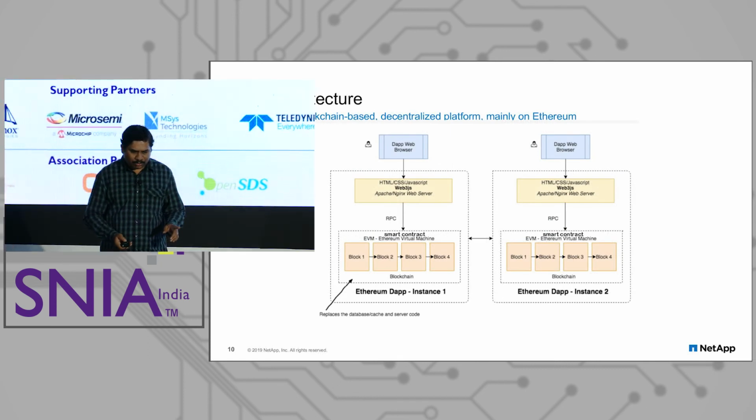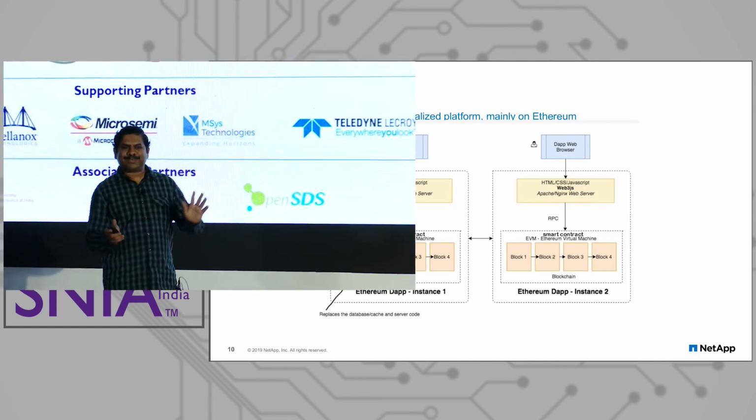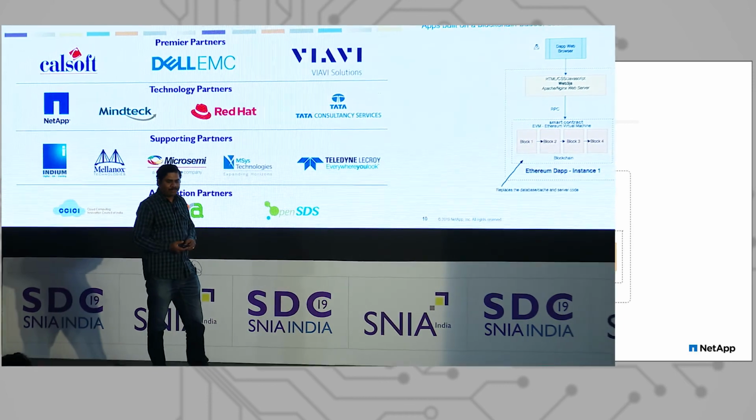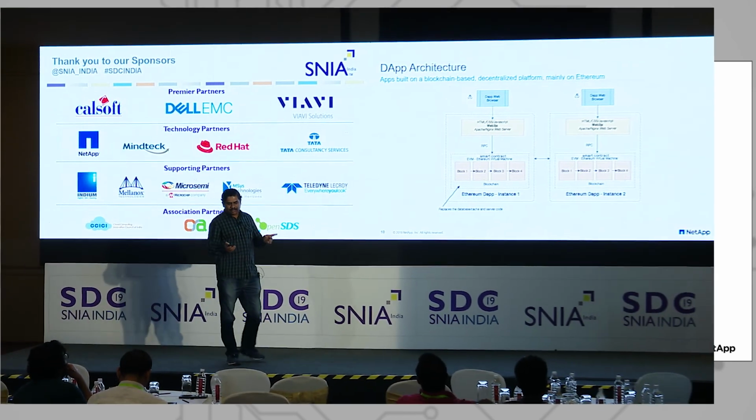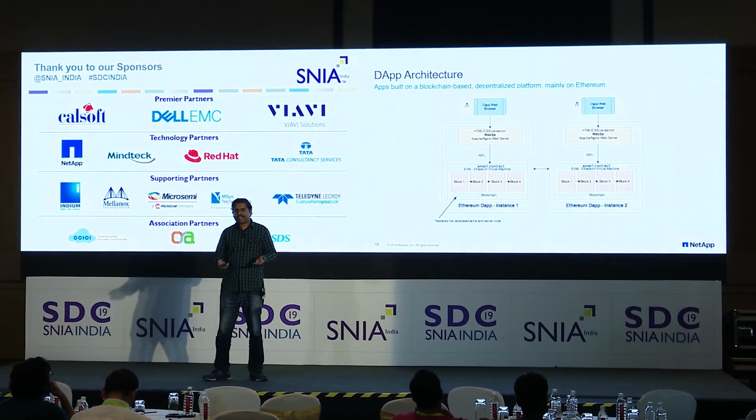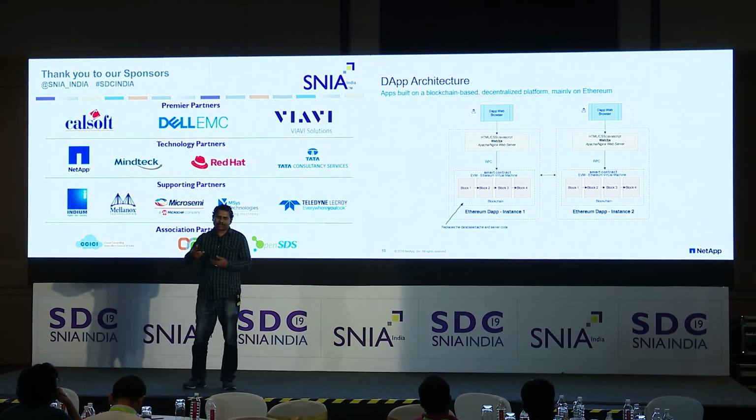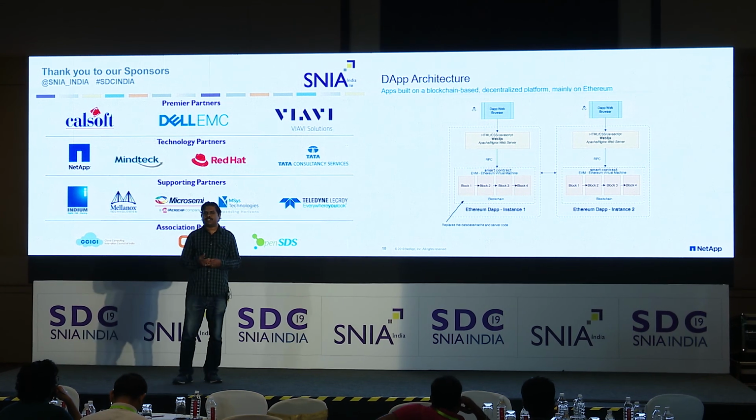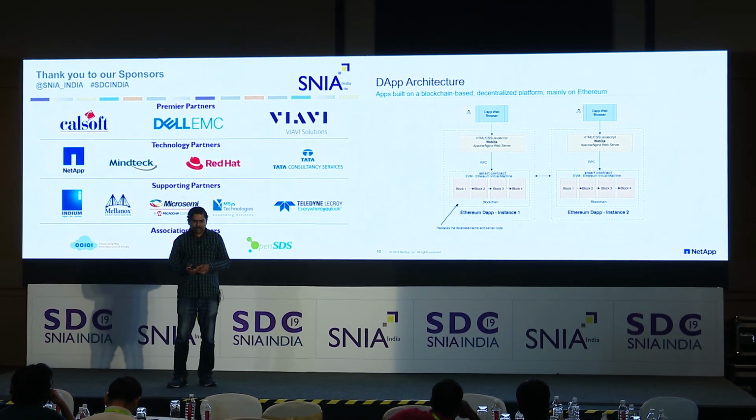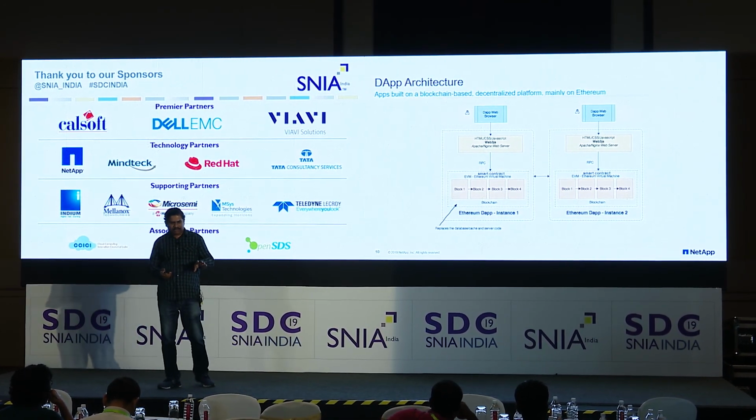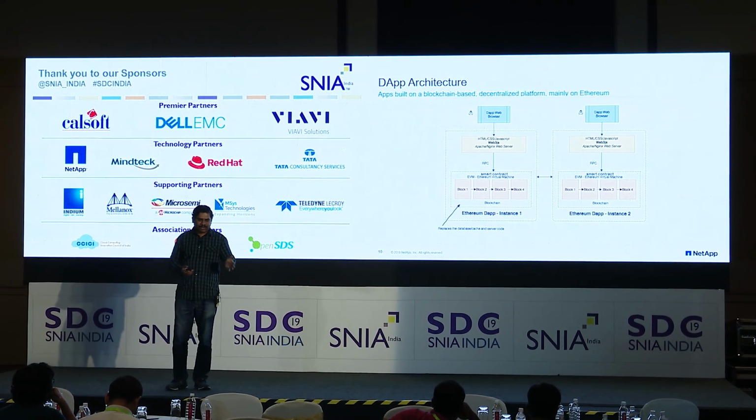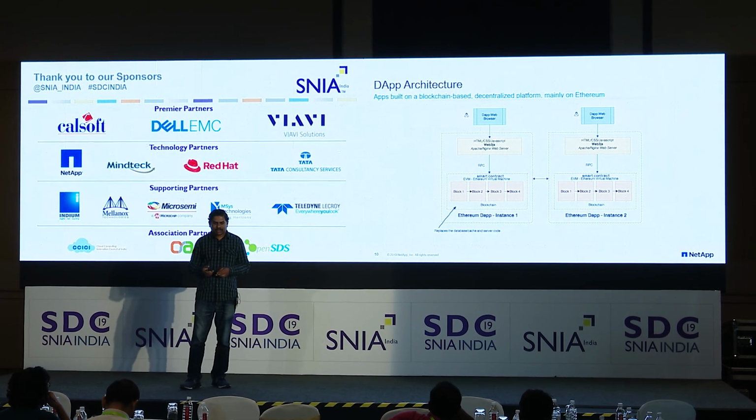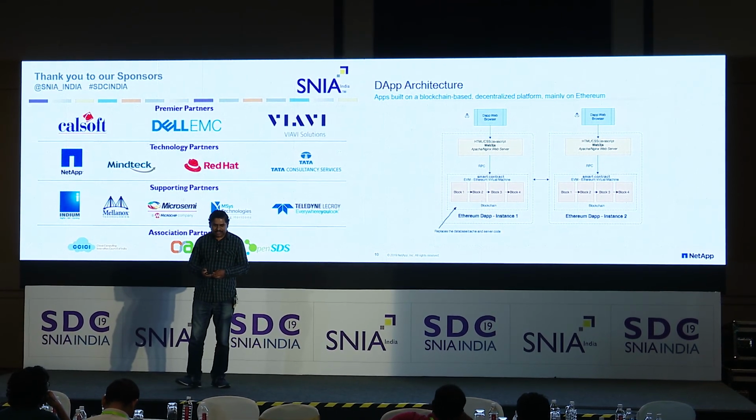So now I'm going to talk about the specific instance of DApp architecture. Just as I've mentioned, it's typically a web-based browser where you have the client and server in a traditional way, where the backend is distributed and spread across multiple nodes. And this gives an application which is built on a blockchain-based decentralized platform. And so here it's mainly Ethereum.